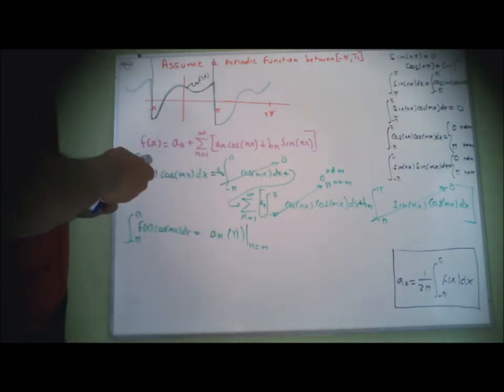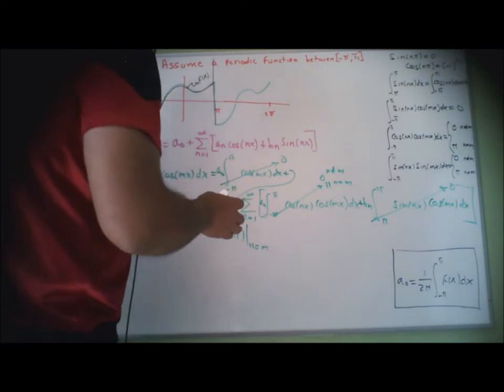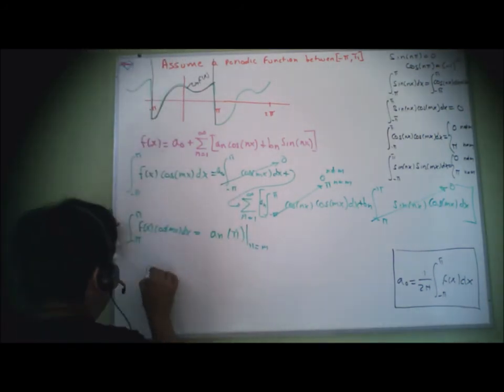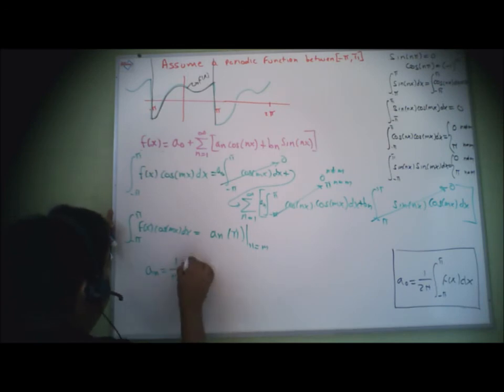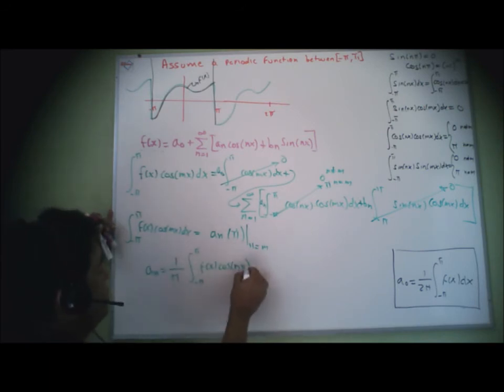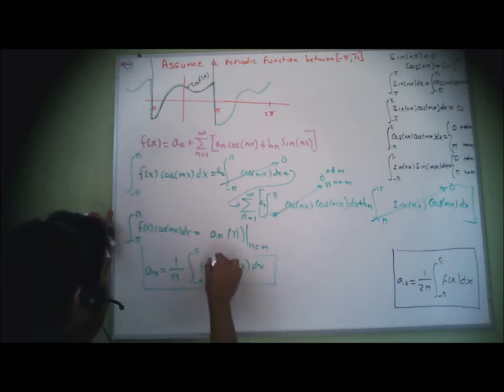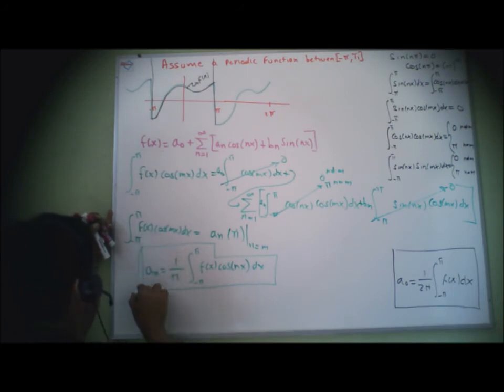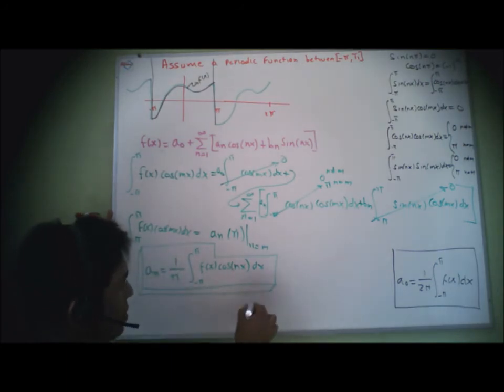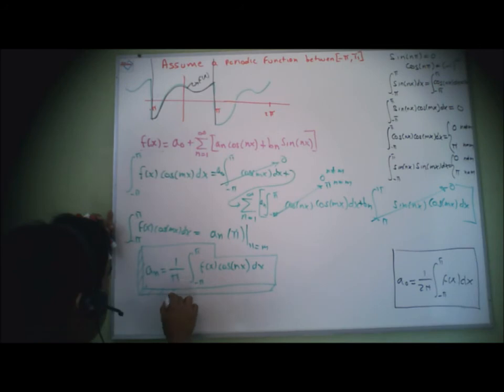Okay, now from there we can calculate the value of an. The pi goes to the other side: an equals 1 over pi, integral from minus pi to pi, f of x cosine of nx differential of x. Now, here is the formula to calculate the an. Now, you may wonder, how are we going to calculate the bn?